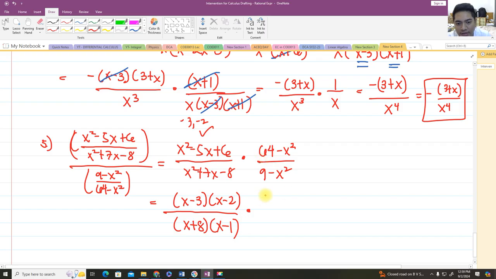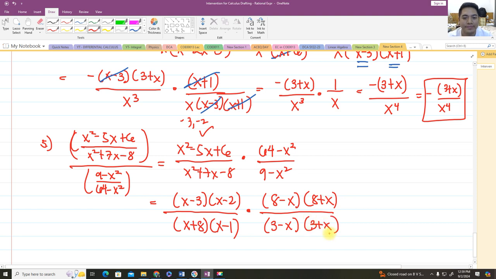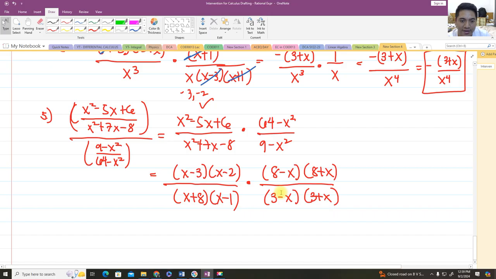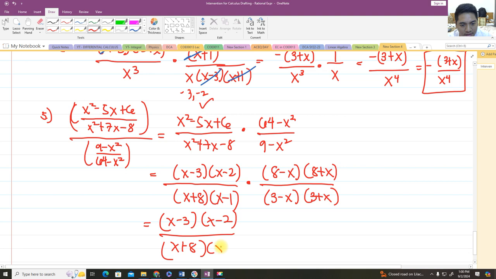And then you have 64 minus x squared. That would be 8 minus x and 8 plus x, by the difference of squares formula. And 9 minus x squared, we have seen this. This would be 3 minus x and then 3 plus x. Alright. From this point, we can have cancellation, but only for x plus 8. But if I get the negative sign again of the one here, you have x minus 3, x minus 2, I have x plus 8, and then I have x minus 1.